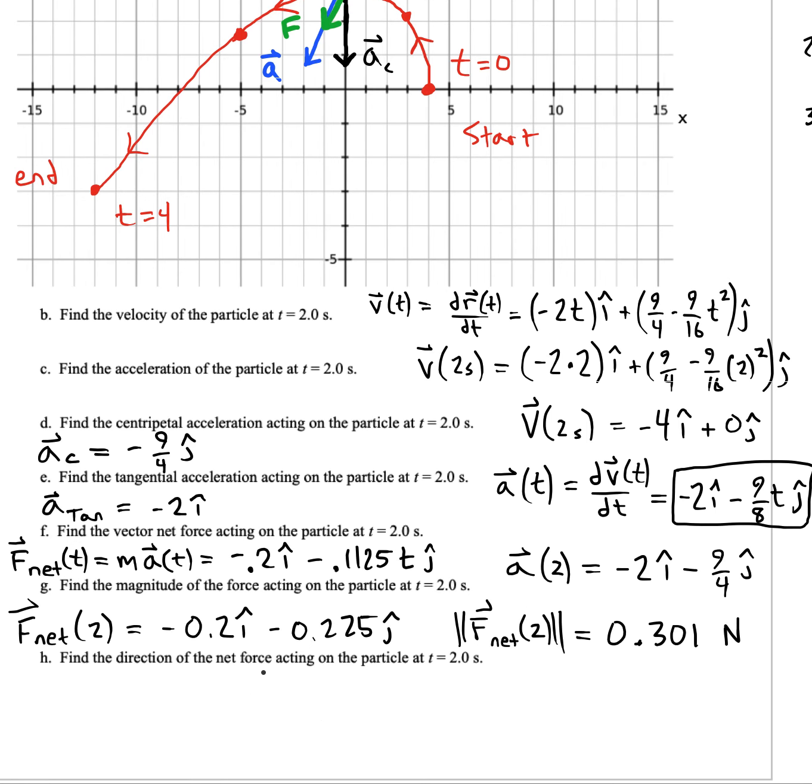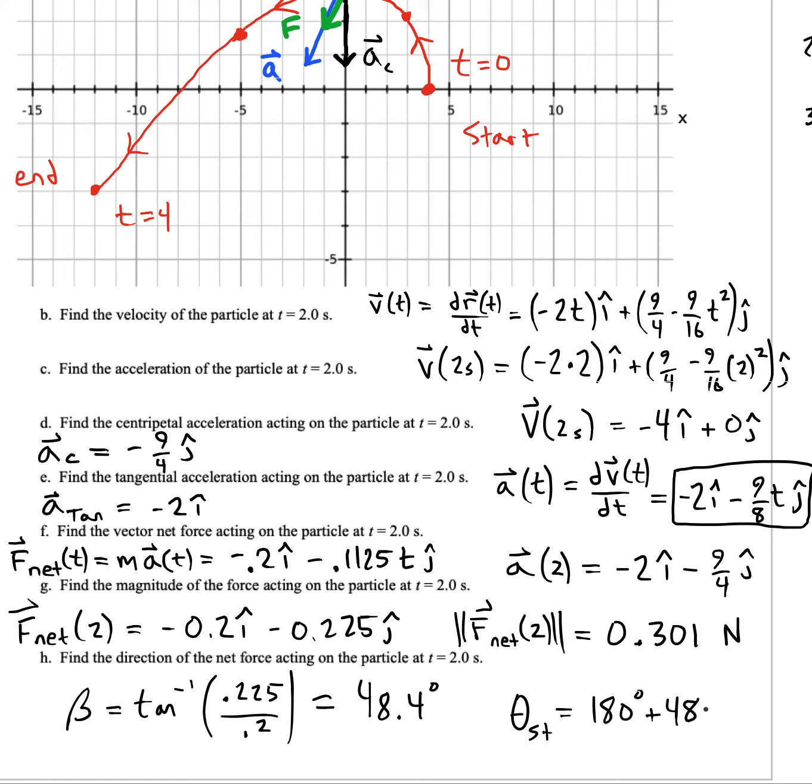Finally, find the direction of the net force acting on that particle. So it's 48.4 degree angles, so theta standard is 180 plus 48.4, 228.4 degrees, or 228 degrees.